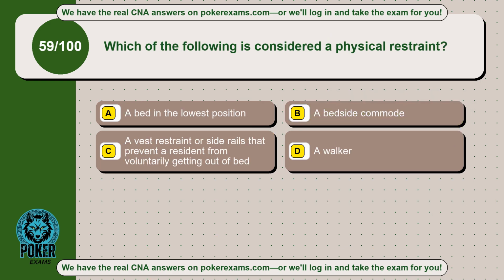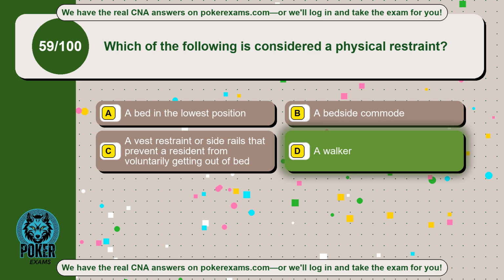Question 59. Which of the following is considered a physical restraint? Option A. A bed in the lowest position. Option B. A bedside commode. Option C. A vest restraint or side rails that prevent a resident from voluntarily getting out of bed. Option D. A walker. The correct answer is option D.